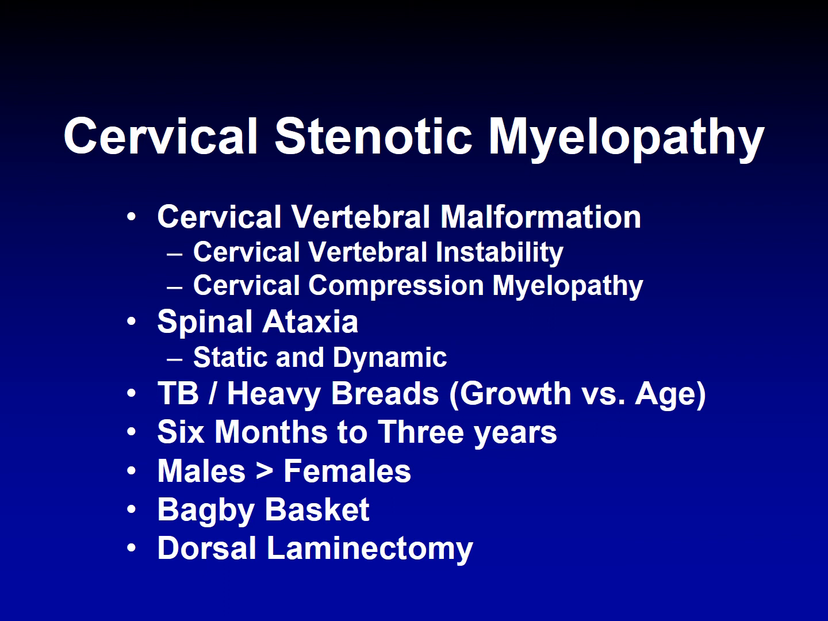But this is just to show you wobblers and how we're going to utilize anatomy to basically understand the case. We have two treatment options: the Bagby's basket and dorsal laminectomy, which basically fuses the cervical vertebrae together to reduce the compression on the spinal cord and reduce the neurological signs. But let's talk about what we can do to diagnose the problem and how we can utilize anatomy to do that.